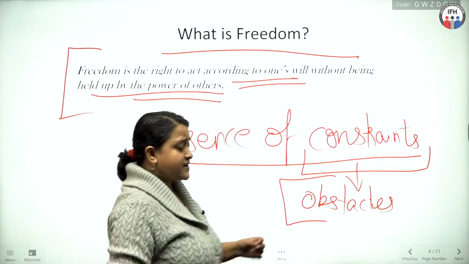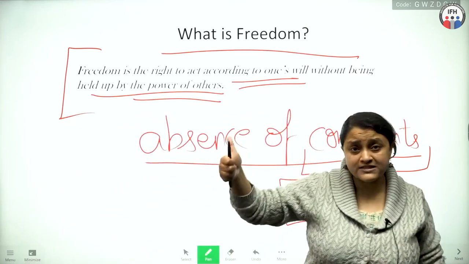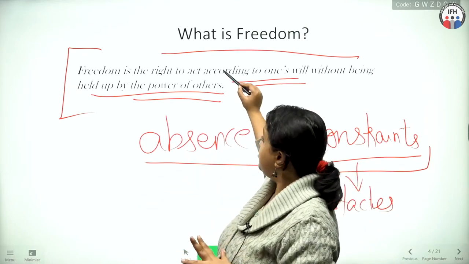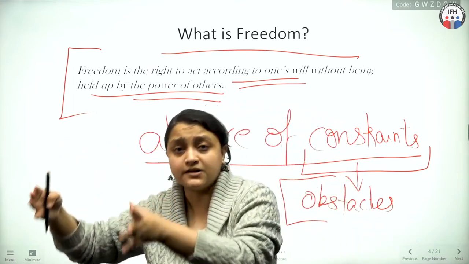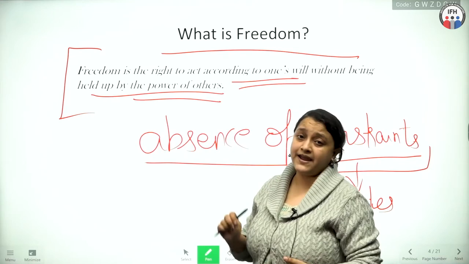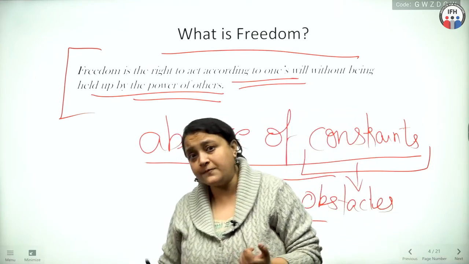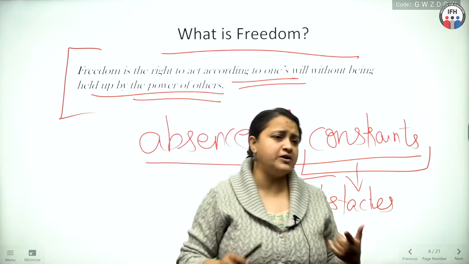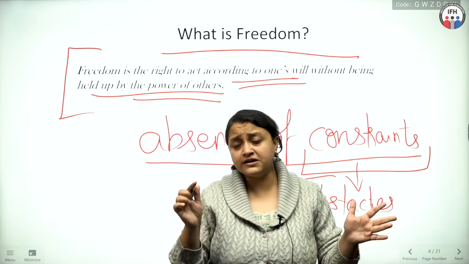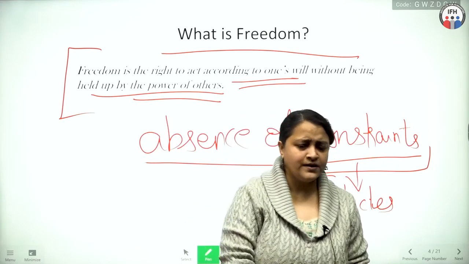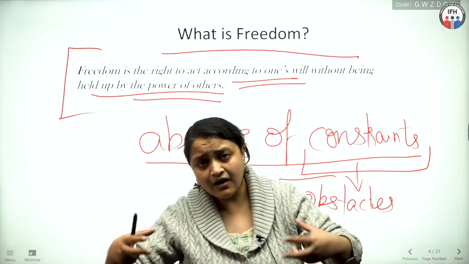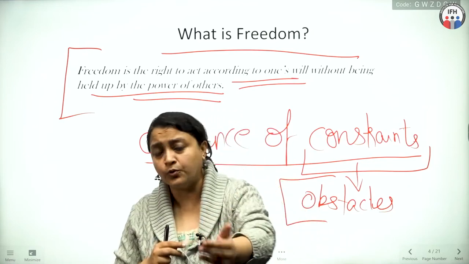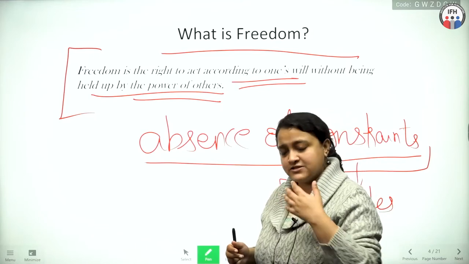So the two concepts that are very important here are to do what is one's own will, right? What you want to do. The second part is without being held up, without an obstacle, without a constraint that is put by others. This could include already established traditional obstacles, historical obstacles, social inequalities, political constraints, legal constraints, and so on, right? So there are these powers of others that should not influence you, should not stop you from doing what you want to do. And that is what freedom is all about.